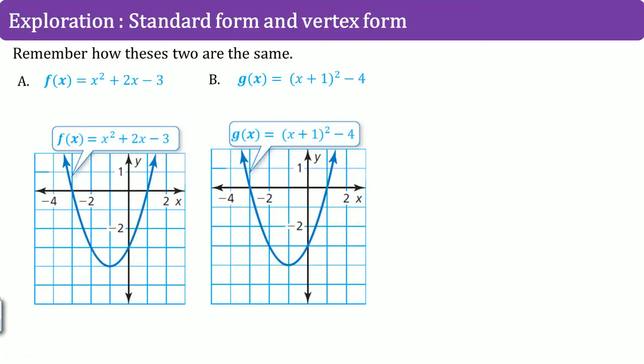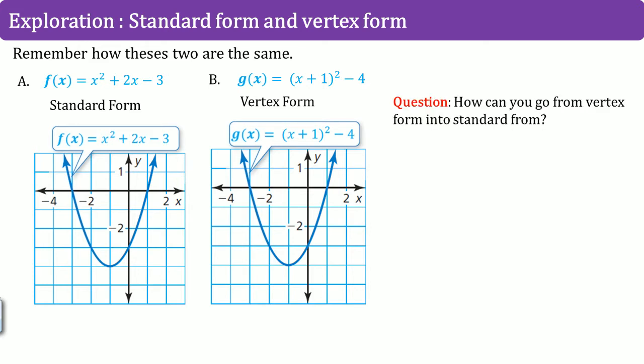Let's do an exploration. You should remember these two parabolas from earlier. Notice one is in standard form, which is f of x is equal to x squared plus 2x minus 3. And the other one is in vertex form, g of x is equal to (x plus 1) squared minus 4. Okay, so the question is, how can you go from vertex form into standard form?